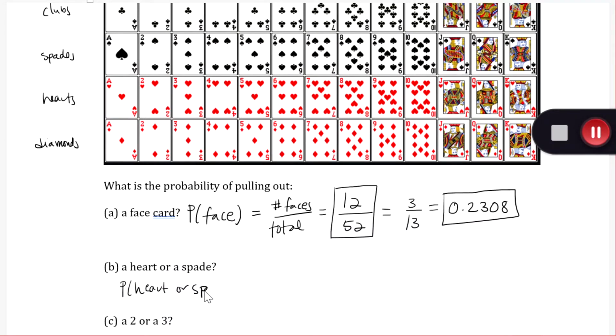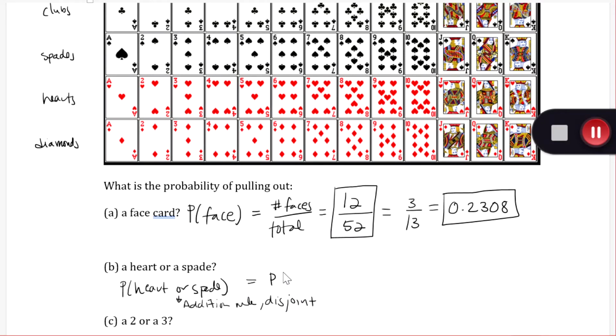Here we have the probability that we have a heart or a spade. So this is an or, this is a compound probability. Since we have an or, we're going to use the addition rule. And we have to determine whether or not these 2 events are disjoint or not. So you want to think about, can you simultaneously be a heart card and a spade card? Since you cannot, they are going to be disjoint.